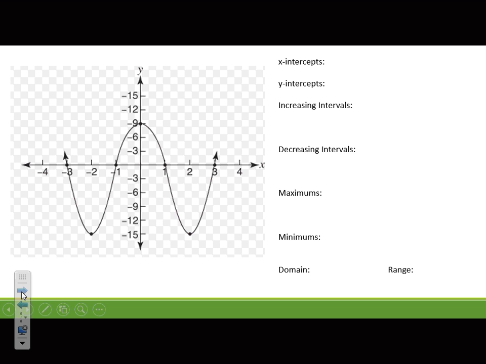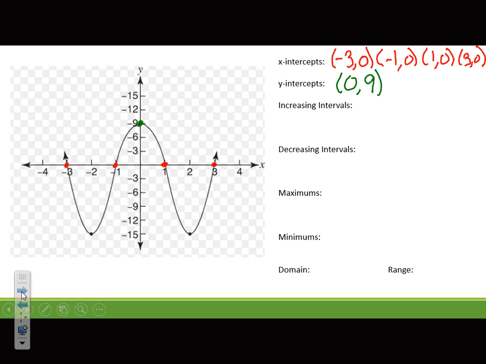Starting with our x-intercepts. Now we have 4 x-intercepts. We're crossing the x-axis. So first x-intercept is negative 3, 0. Then we have negative 1, 0, 1, 0, and 3, 0. For our y-intercepts, where it crosses the y-axis, we only have 1. We're at 0, 9.